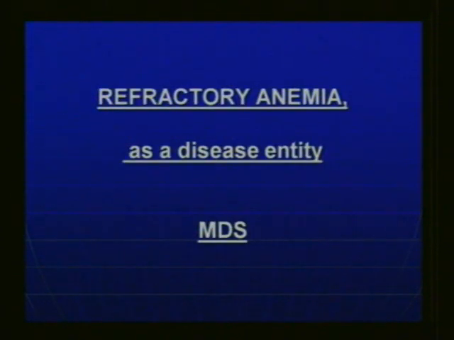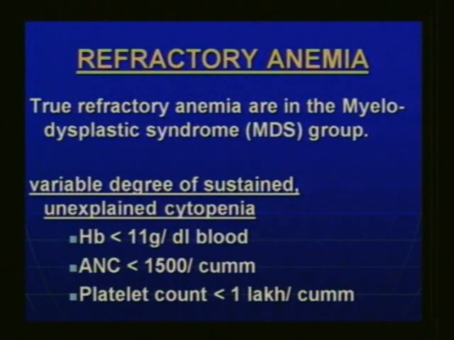We're coming to the refractory anemia, as its disease entity is specifically called the MDS, or the myelodysplastic syndrome. They are called the true refractory anemias, and the diagnosis, which I have already given in the definition, as I said, is a variable degree of sustained and unexplained anemia or cytopenia. So the important part is sustained. It is a chronic, continuous anemia not responding to any therapeutic intervention. Second, unexplained, because you have excluded any other known cause associated with an anemia or cytopenia.